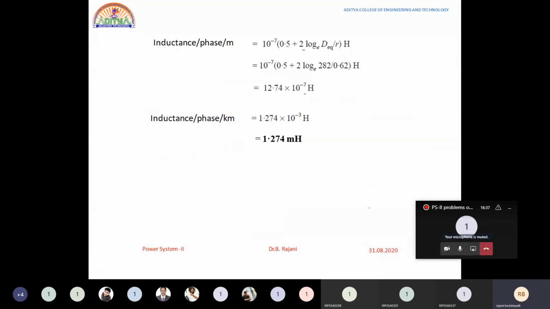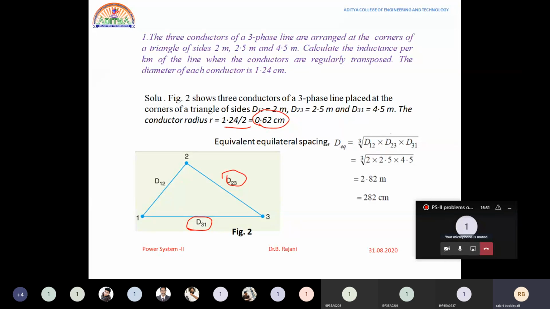Now let us see how to substitute these values in the inductance per phase per meter formula, 10 to the power of minus 7, as I just showed you. The equivalent distance we obtained in the previous slide is 282 centimeters.